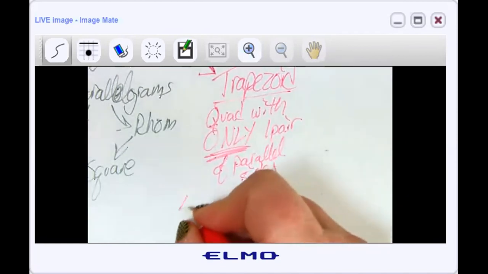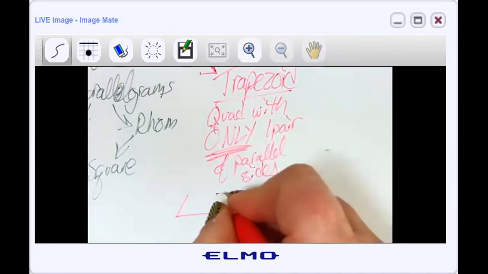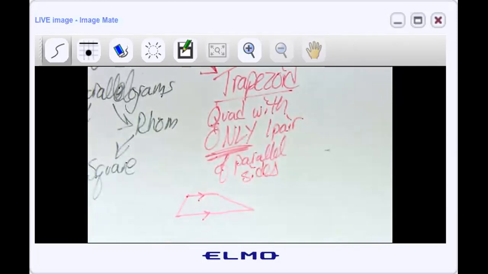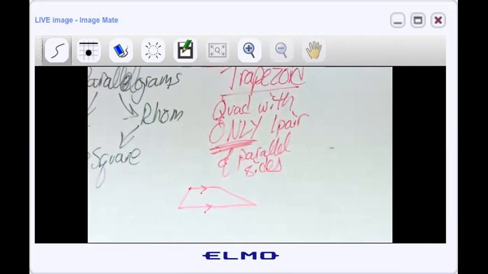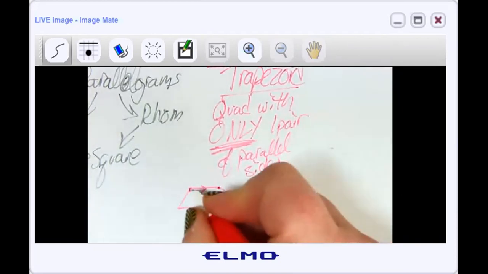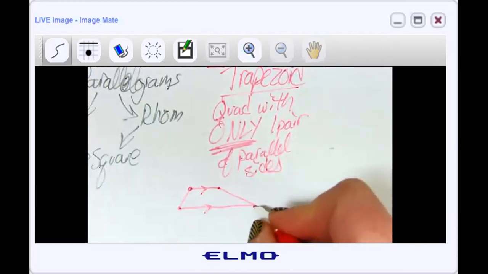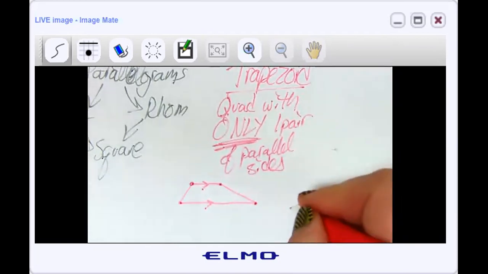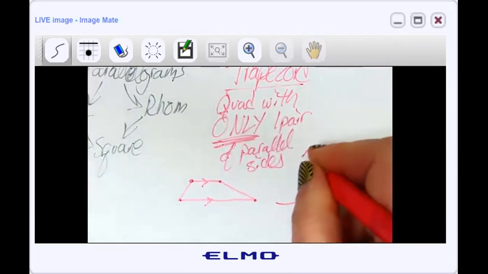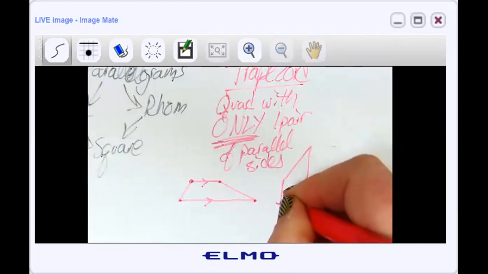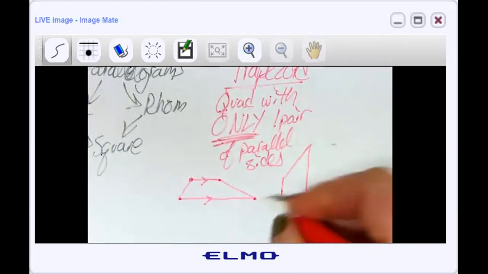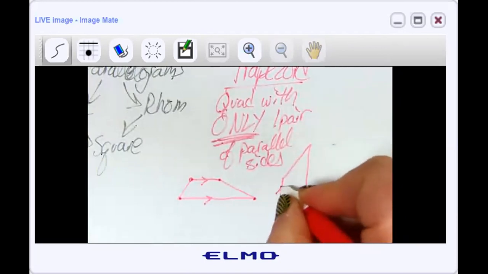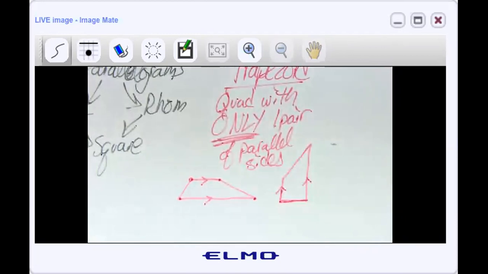Okay, so it could look something like this, where you have, in this case, top and bottom parallel to each other like that. Okay, so that's what your trapezoids look like. Don't always think of the parallel sides as the top and the bottom. It could even look something like this. This could be a trapezoid, as long as you have one and only one pair of opposite sides that's parallel.